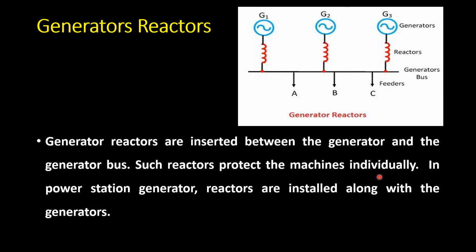Just see this diagram. We are having separate reactor with individual unit, so that if any fault occurs on generator side, in that case this reactor is going to limit the current which is flowing from generator towards system. So it will limit the current flowing from generator towards feeders or through this system. This is an advantage, or this is how generator reactor protects the system. But just see this diagram and try to find out the drawback of this system.